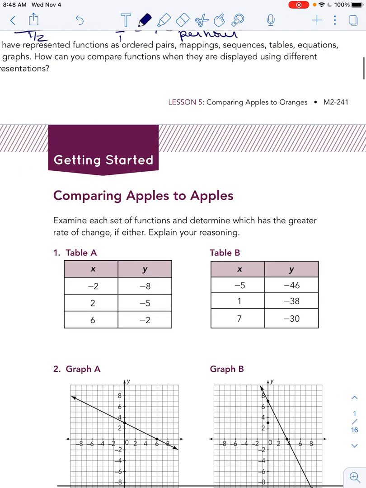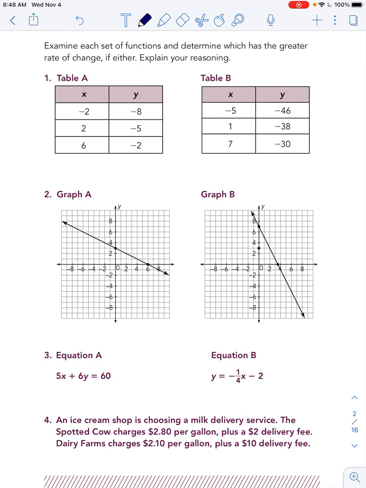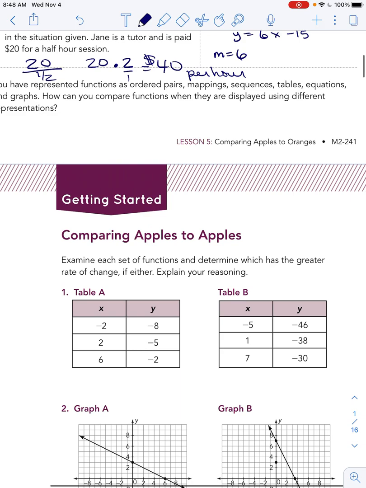So now what we're going to be doing is comparing apples to apples, meaning both of these, the first number one, they're both tables. They're both graphs. Then they're both equations. Okay, so it's asking us to examine each set of functions and determine which has the greater rate of change. So which one has the higher slope? If I look at this one, that goes up by 3, this goes up by 3, this goes up by 4, this goes up by 4. So my slope on this one is 3/4.